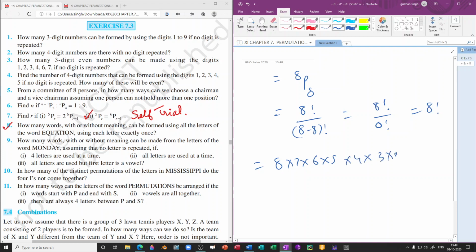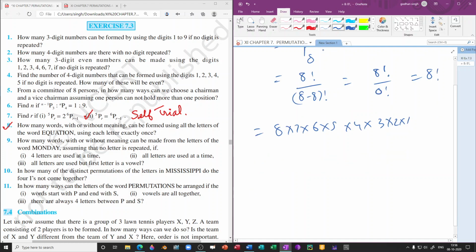And this can be written as 3 into 2 is 6, 6 into 4 is 24, 24 into 5 is 120, 120 into 6 is 720, and 7 into 8 is 56, so we'll write it as 56 into 720. So this will give us equal to 720. Let us multiply with 56.